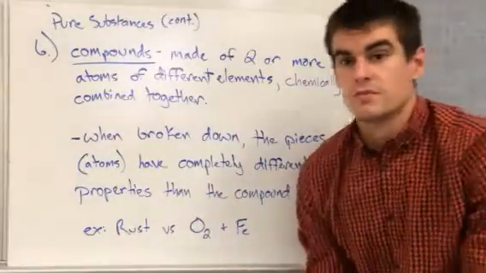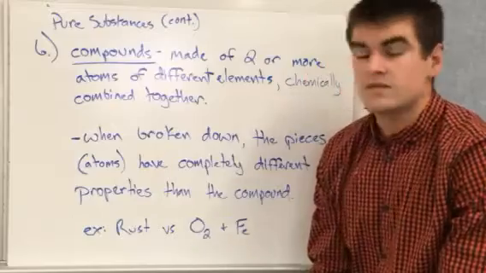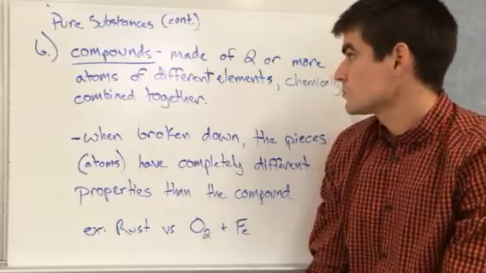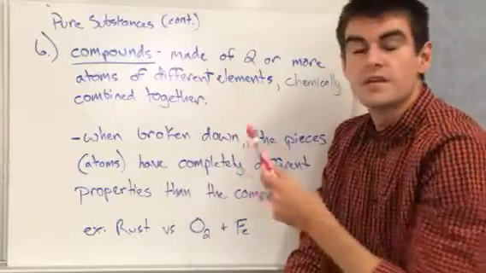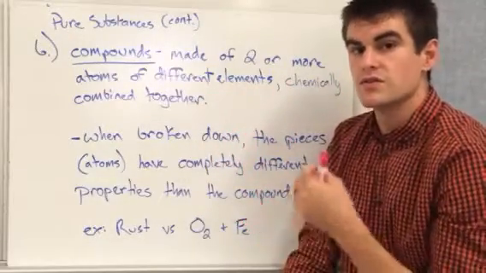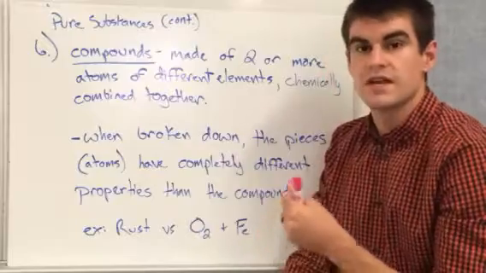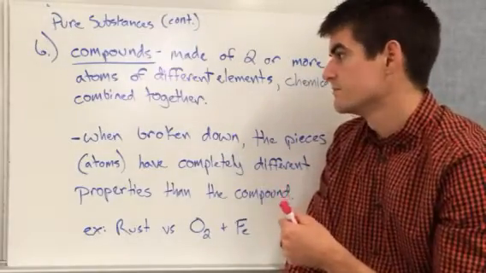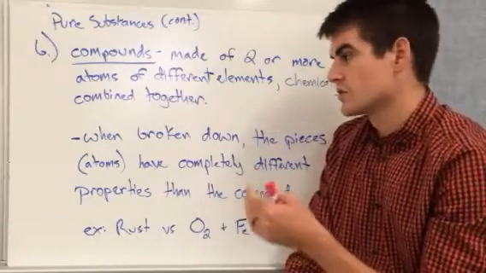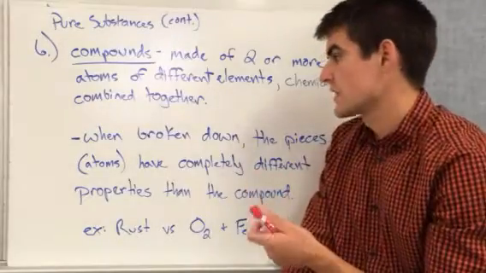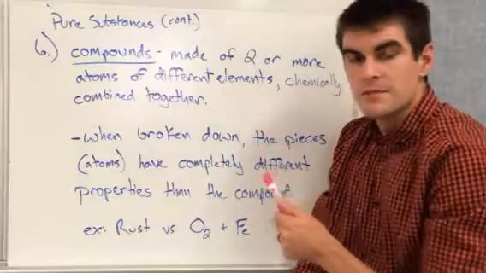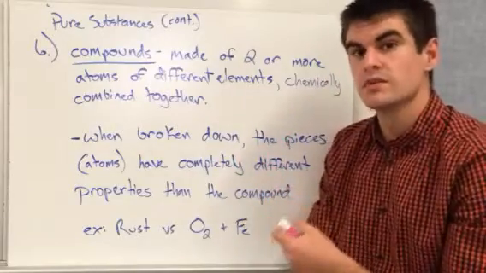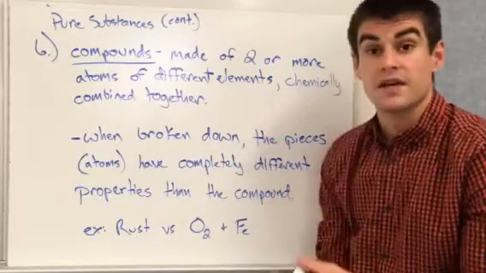The second type of pure substance is compounds. So these are made of two or more atoms of different elements chemically combined together. So this is carbon and oxygen together. This is nitrogen and oxygen together, sodium and chlorine together, things like that. When broken down, the pieces, those atoms, have completely different properties than the compound.